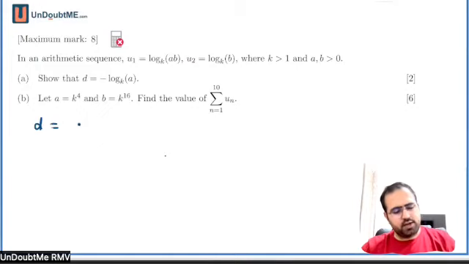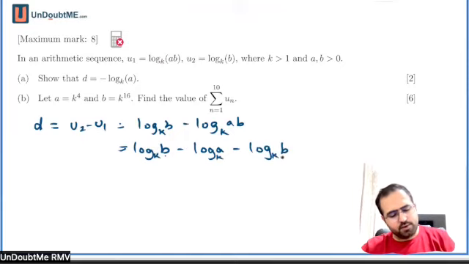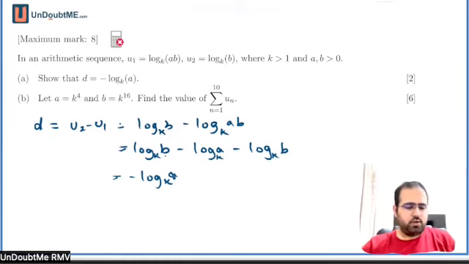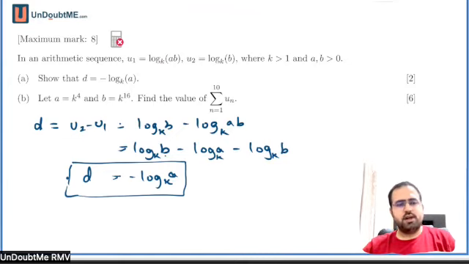So to find the value of D, I'll be doing U2 minus U1. So that will be log B to the base K minus log AB to the base K. AB, when I expand using the property, can be written as log A plus log B, so it becomes log B minus log A minus log B. All have the same base K. Log B minus log B will cancel, so I'll be left with minus log A to the base K. So at least we are done with D. If there is any doubt in any of these steps, you can ask now. If you are done with this, then start working on part B.